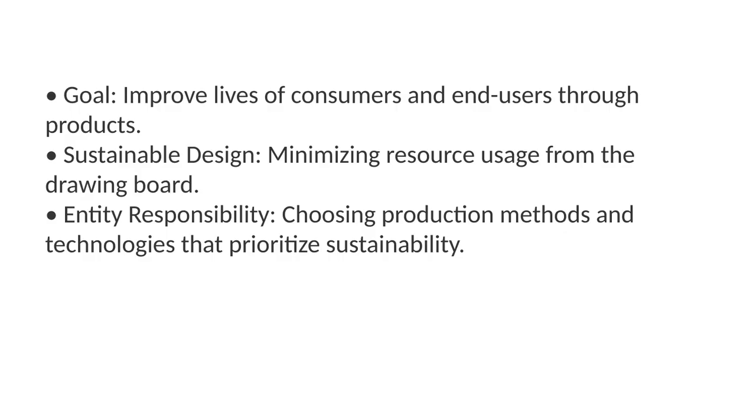First, let's talk about Principle 2, which focuses on safe and sustainable goods and services. The big picture here is that an entity's products and operations should actually improve the lives of the consumers and end users. There are three key pillars to this. First, right at the design stage, the entity must choose production methods and technologies that minimize resource usage. It's all about sustainability from the drawing board.